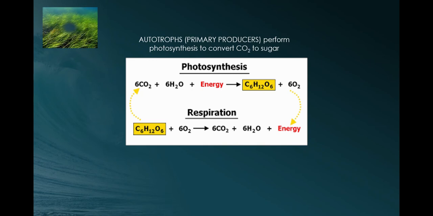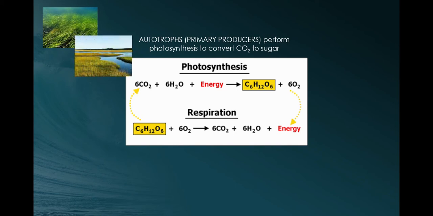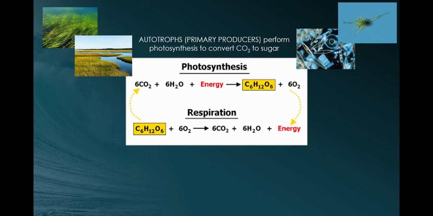we call them autotrophs. And autotrophs are things that feed themselves. Auto means self, right? And troph, anything with the word troph means feeding, basically, or nutrition. So autotrophs feed themselves. And we also call these primary producers. So they're the ones who perform photosynthesis and convert CO2 to sugar. And in the ocean, we have things like seagrass, we have salt marshes, we have diatoms and dinoflagellates.